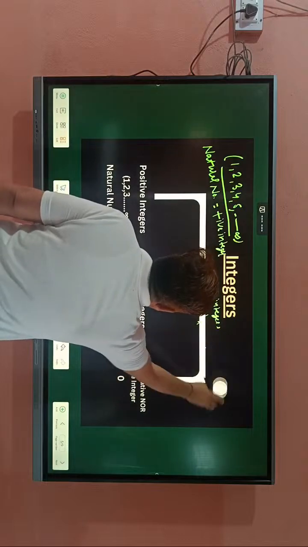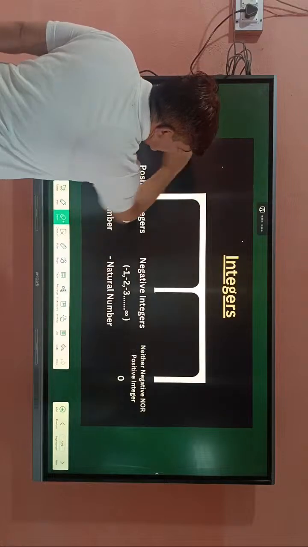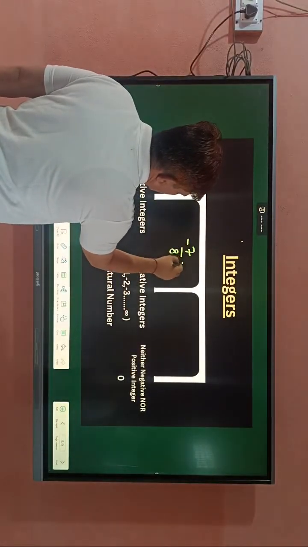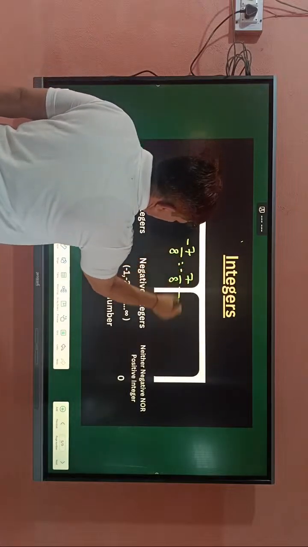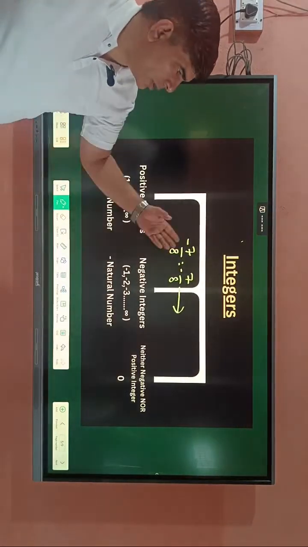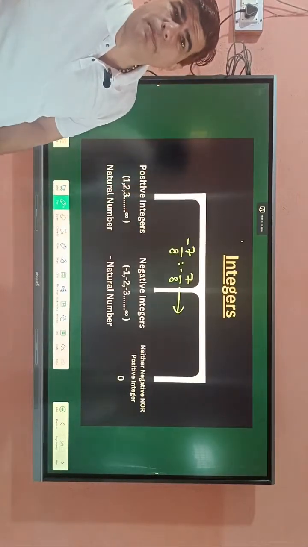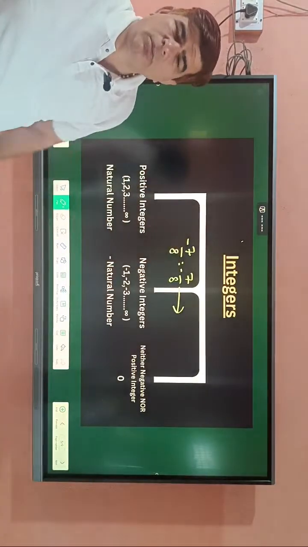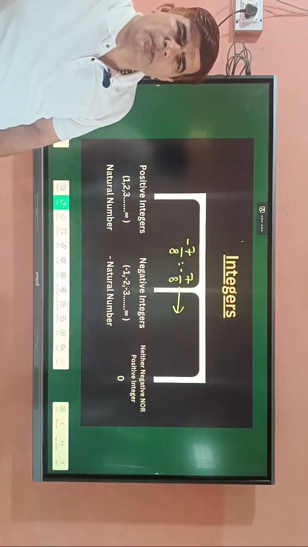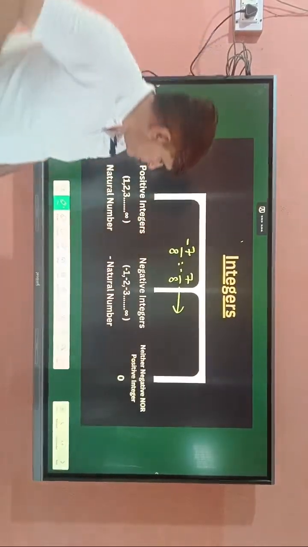If anybody is saying to you, like this, -7/8, its standard form is this. So is it a natural number? No. Why? It's not complete. Is it a whole number? No. A whole number is also complete. Is it an integer? No. Is it a rational number? Yes, it is a rational number. Why? Because it satisfies the condition of a rational number.